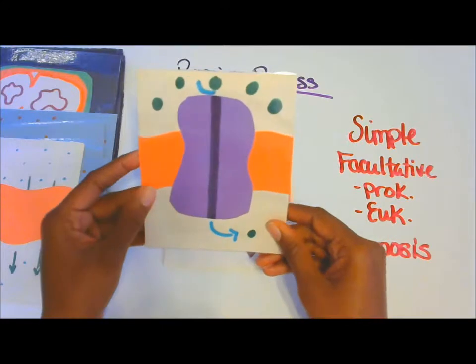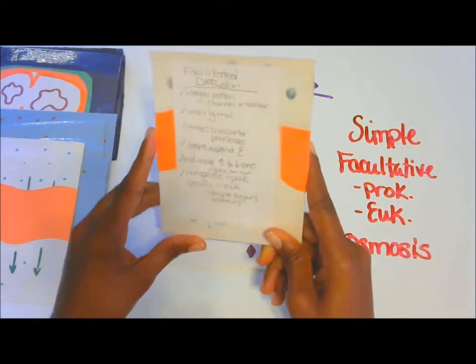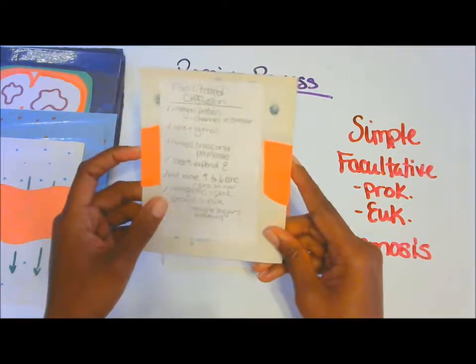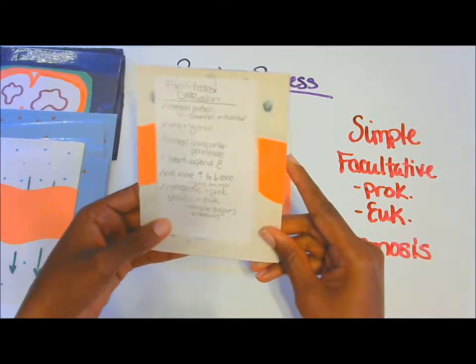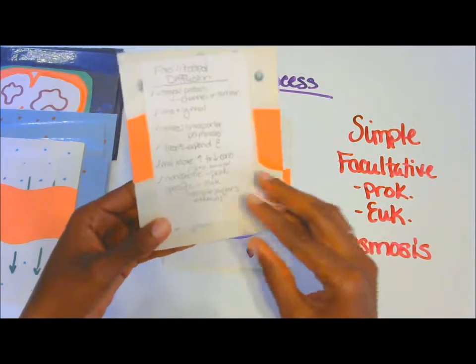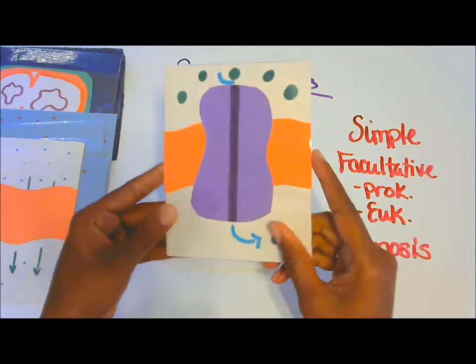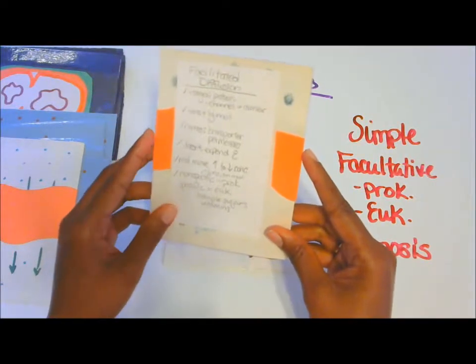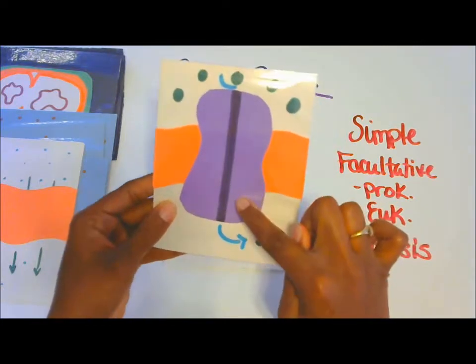Next up, I have facultative diffusion for prokaryotes. In prokaryotes, they have integral proteins. These proteins are channels or carriers. The ions and large molecules are what move through these proteins. The names of these proteins are transporters or permeases.